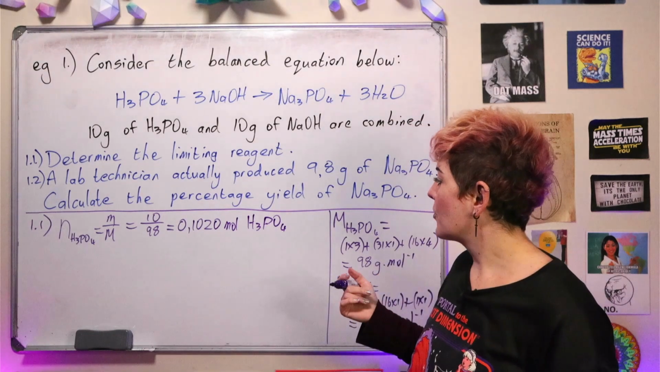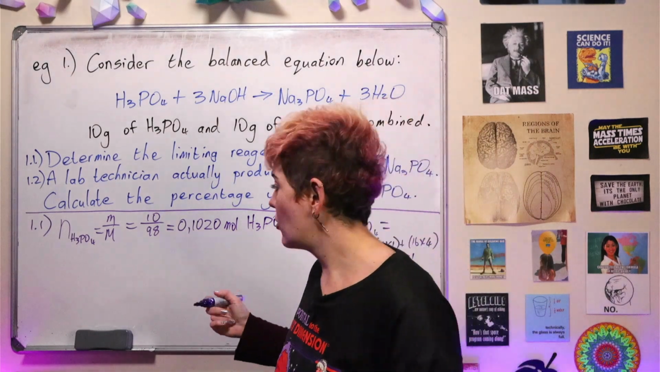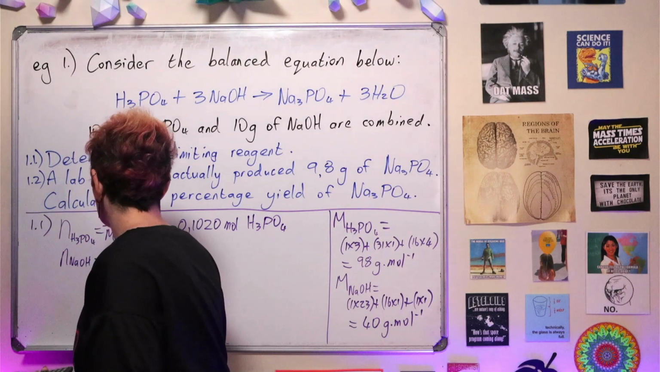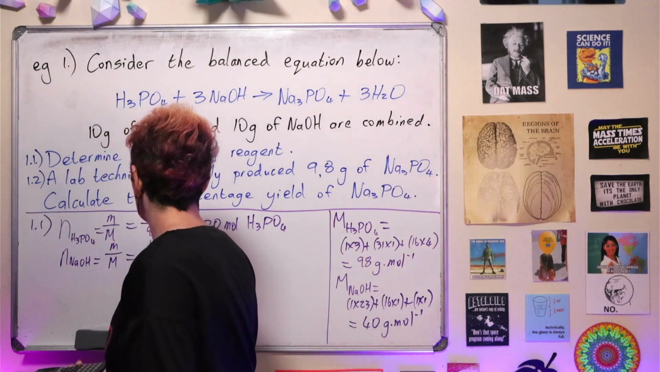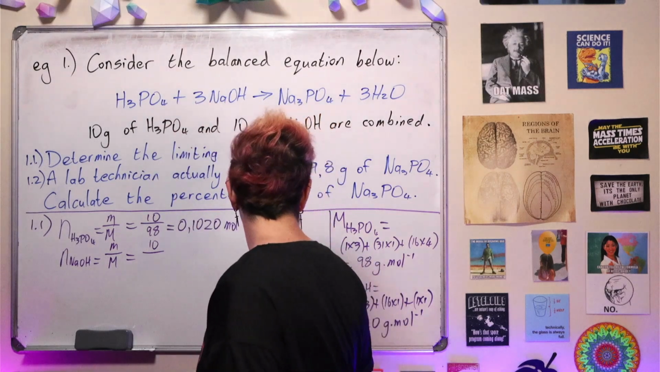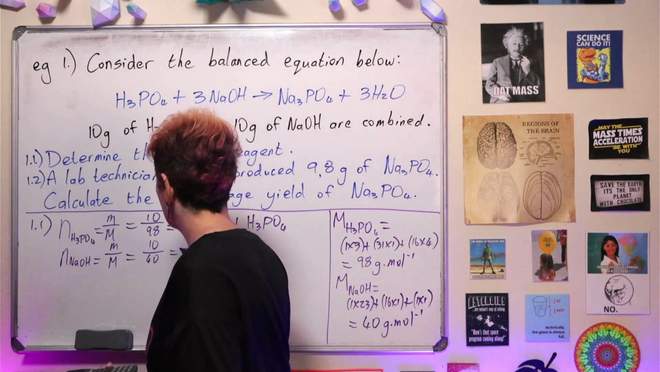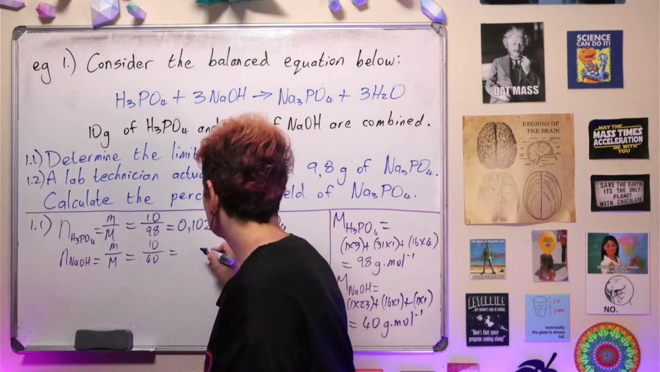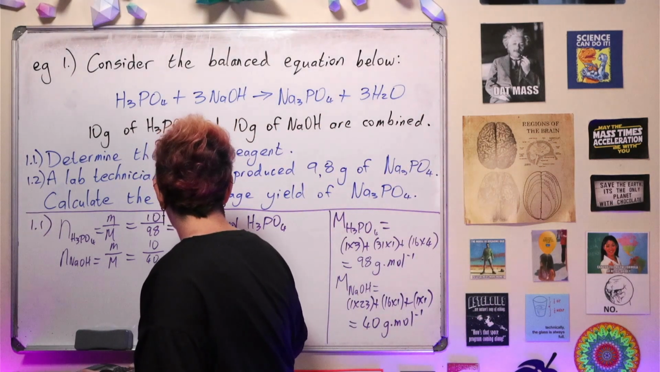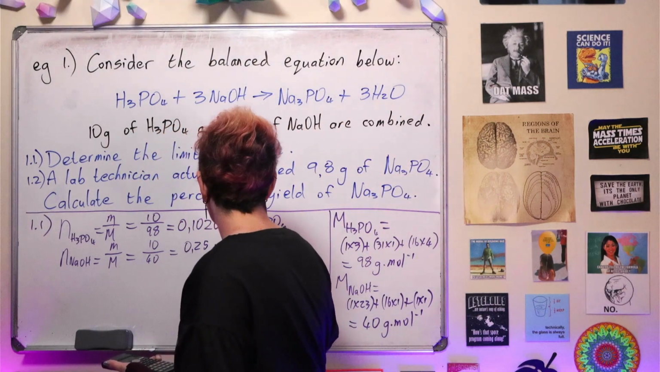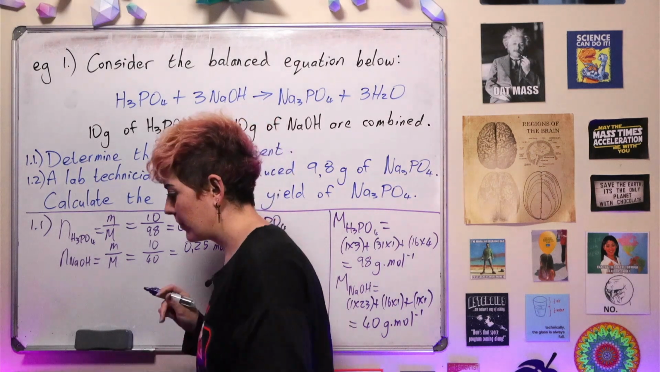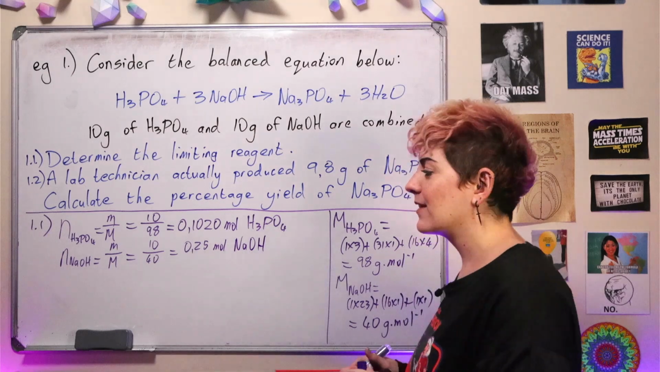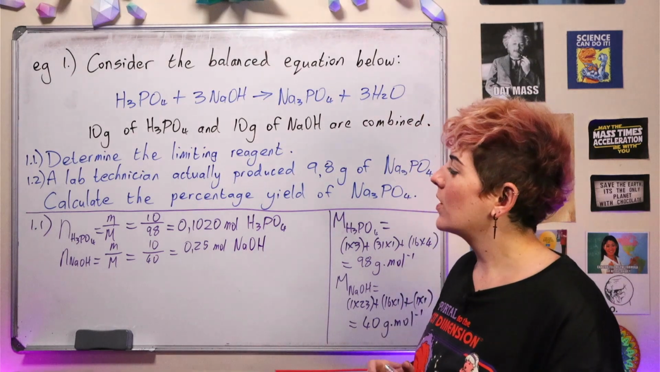Now we repeat the same process to get the moles of our sodium hydroxide. So moles of NaOH equals mass over molecular mass. That will also be 10 grams, now divided by 40 grams per mole as a molar mass. And 10 divided by 40 should give you 0,25 moles of your NaOH.